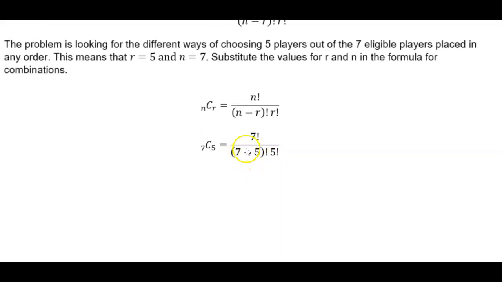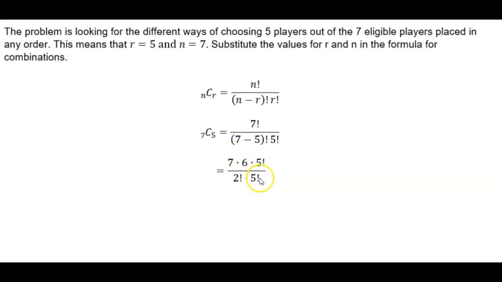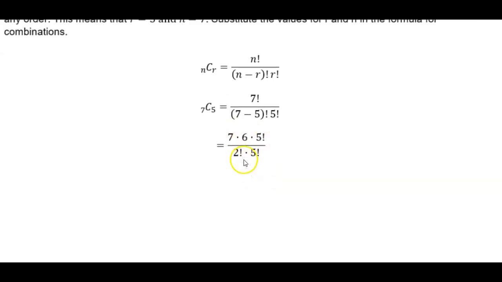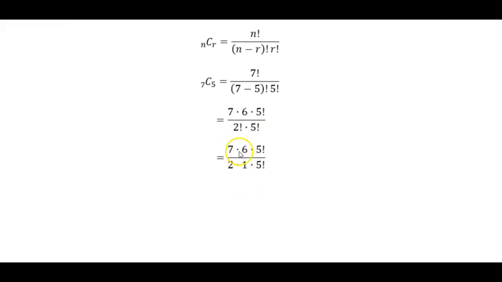Well, the first thing we're going to do is what we have inside parentheses. So 7 minus 5 factorial is going to give us 2 factorial. And we know that 5 factorial is larger than 2 factorial, so our numerator just needs to go to 5 factorial. So we have 7 times 6 times 5 factorial over 2 factorial times 5 factorial. Now 2 factorial is the same thing as 2 times 1, so we can figure out what we need to simplify here.